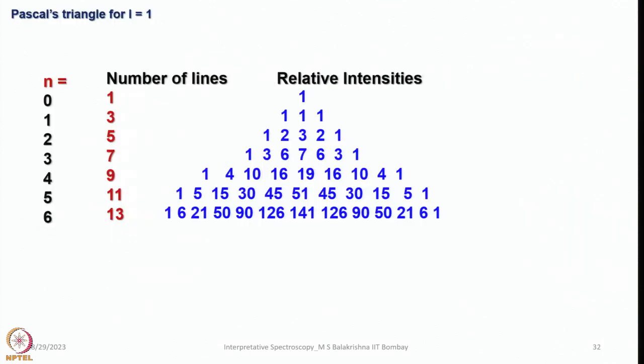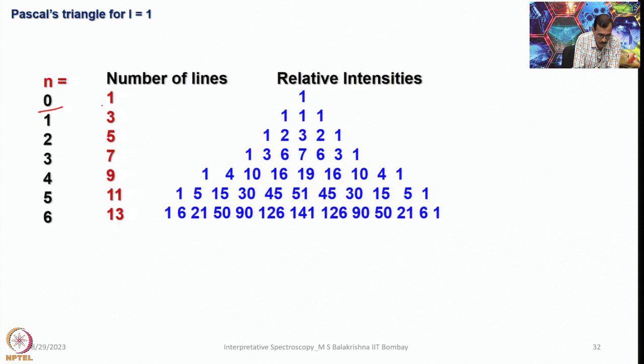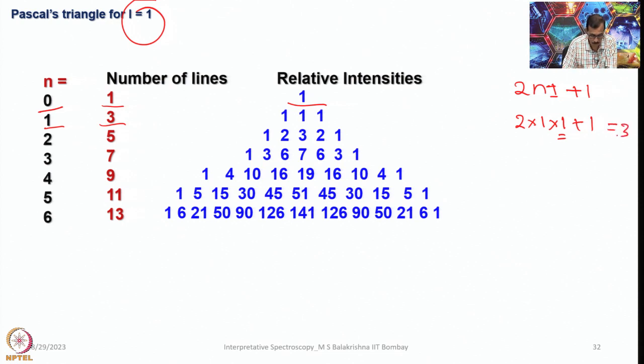Similarly, when I equals 1, it changes. Now, for example, if we have 0 nuclei which are influencing, we still get n plus 1, that is 1 peak. When we have 1, we get 3 peaks. Here we have to use 2nI plus 1, where I is the value we are considering, which is 1. So 2 into 1 plus 1 gives us 3 lines.